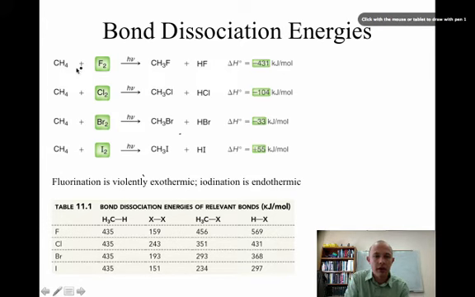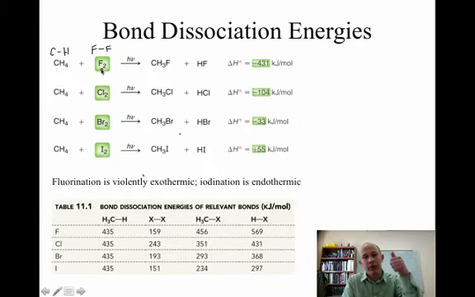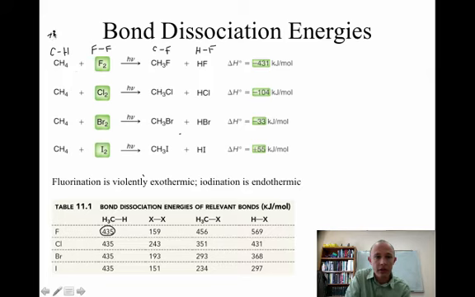So if we fluorinate methane, we're going to be breaking a CH bond, and we're going to be breaking a fluorine-fluorine bond. So we have to put in energy to break those bonds. And the products, we're forming a CF bond, and we're forming an HF bond. And to break a CH bond, it turns out that takes 435 kilojoules of energy. So that's plus 435. To break a fluorine-fluorine bond is plus 159. That's a weak bond.